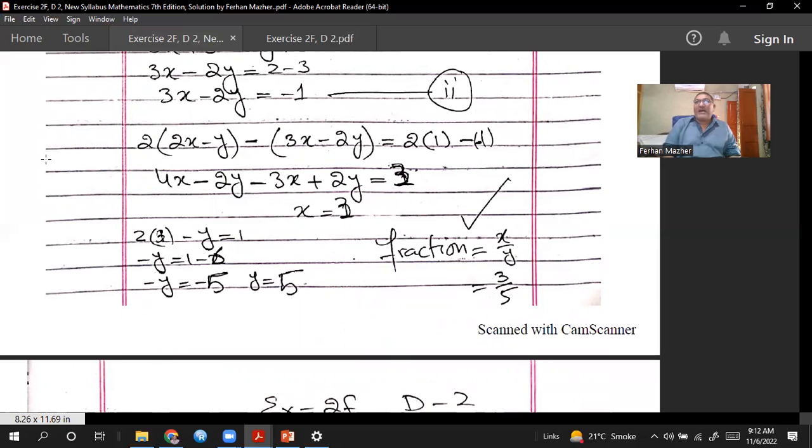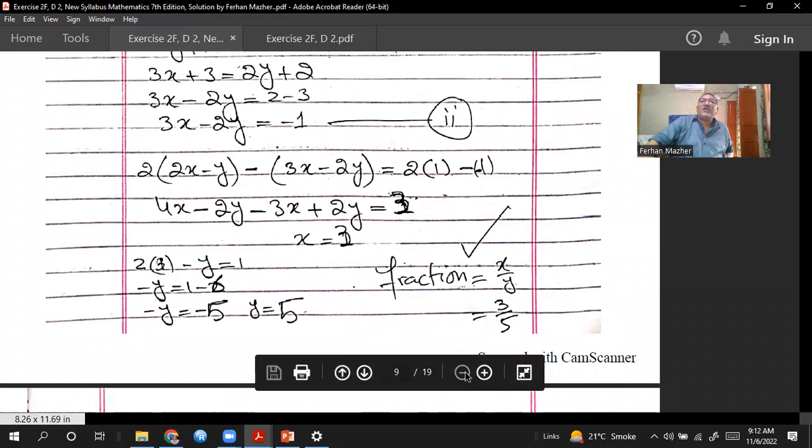So the fraction was x by y. The value of x is 3. The value of y is 5. So the fraction will be 3 by 5. So the fraction is 3 by 5. So this is how you will do this question.